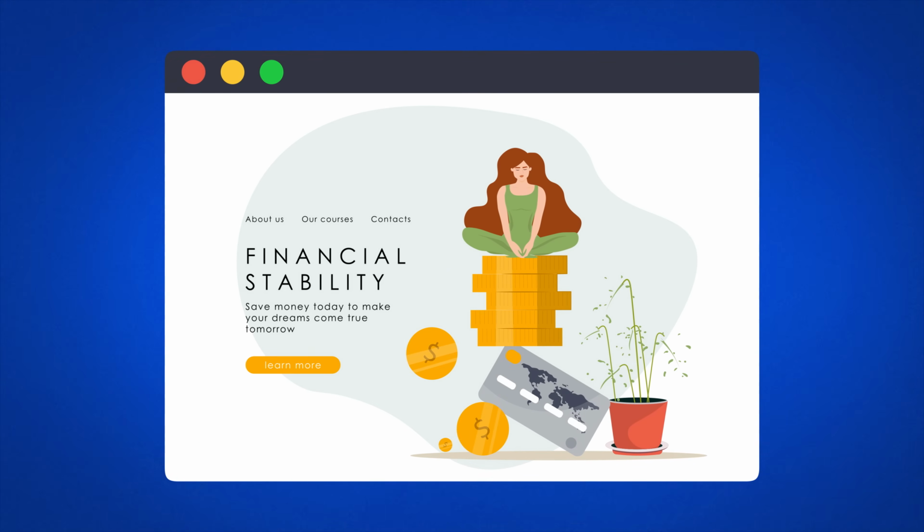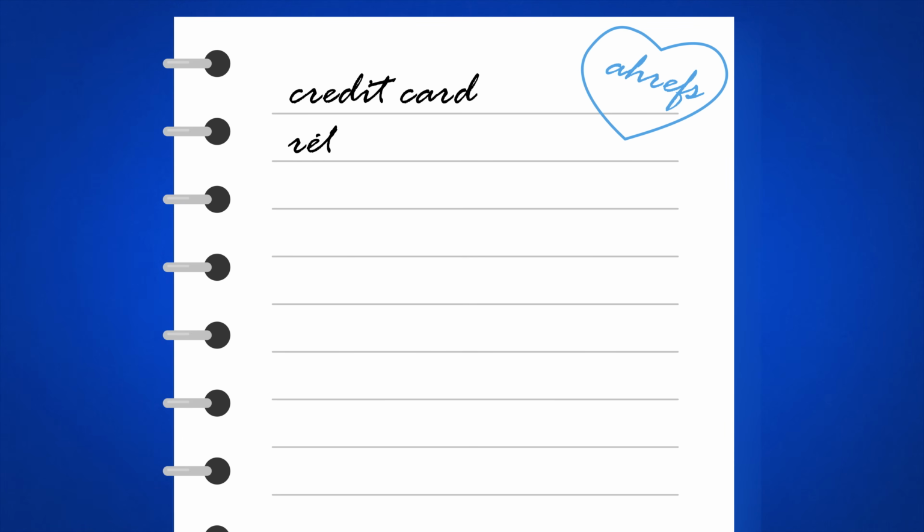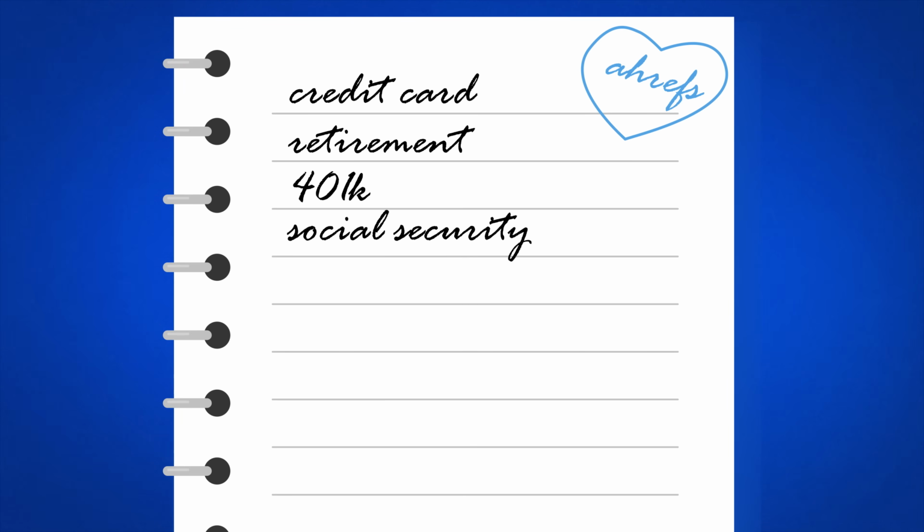So to find a list of tool ideas for your site, start by brainstorming some broad keywords related to your niche. So if you have a personal finance site, you jot down things like credit card, retirement, 401k, social security, bank account, and mortgage, to name a few.